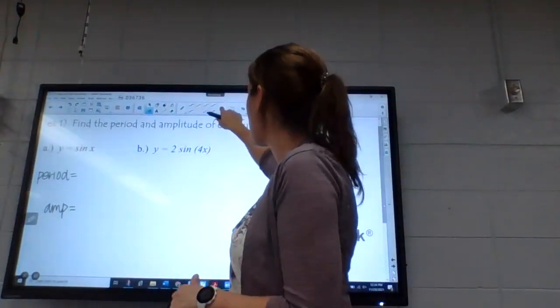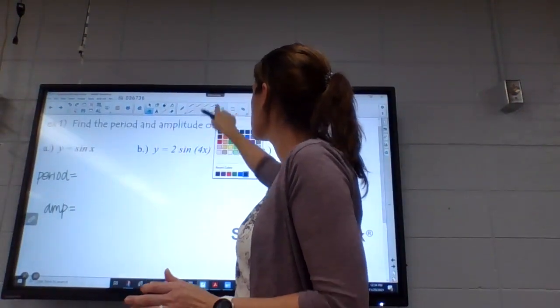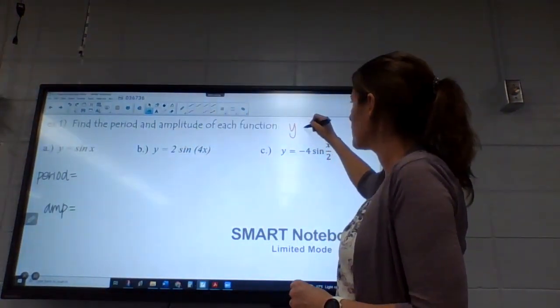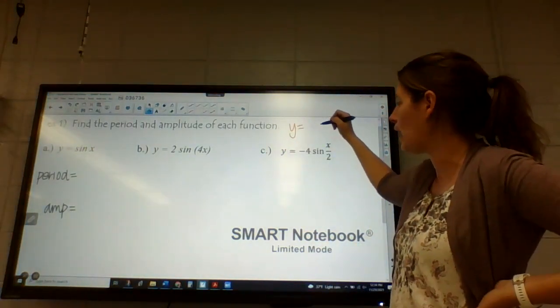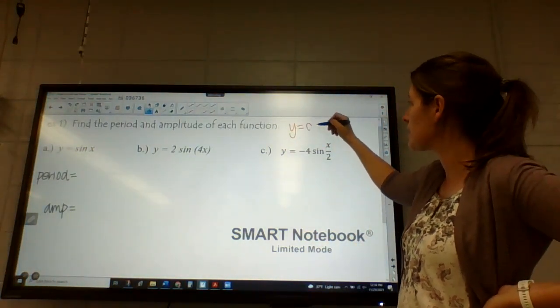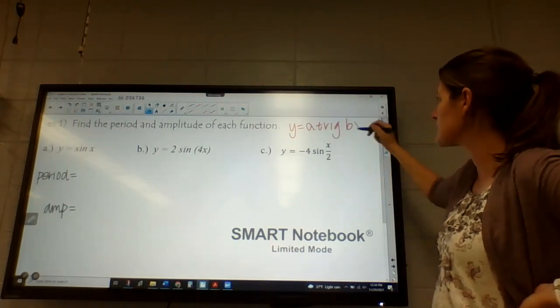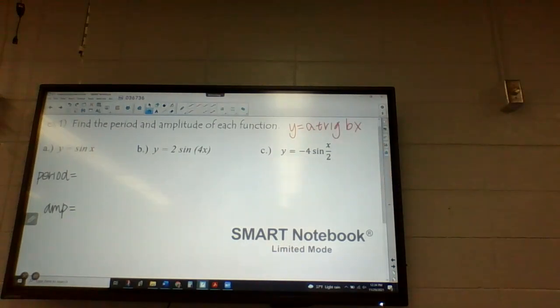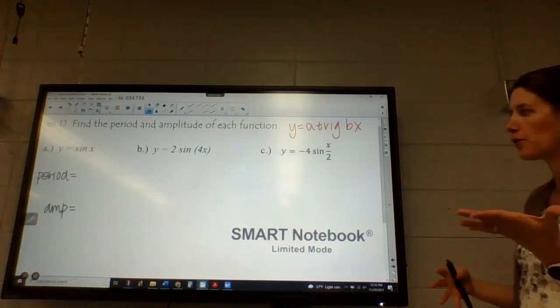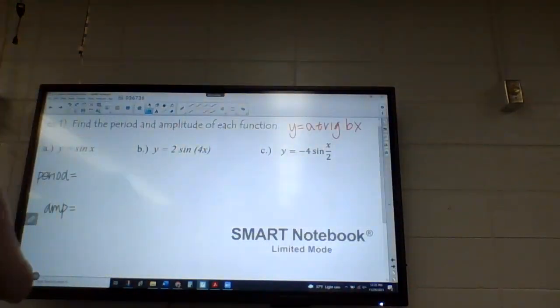We want to refer back to that equation that I had written, the y equals, now these are all sine, but so it's a times the trig value and then bx. So the a value, kind of like when we used to have slope and the y-intercept, same idea here, we have to look at the different parts of the equation. So what's the a value in this first one? What's a here?